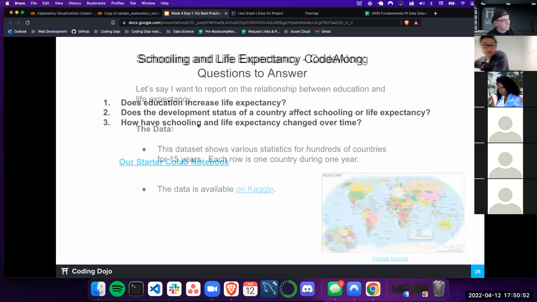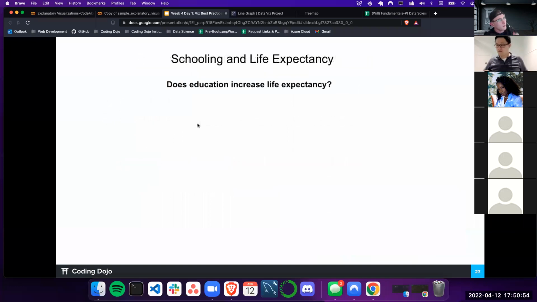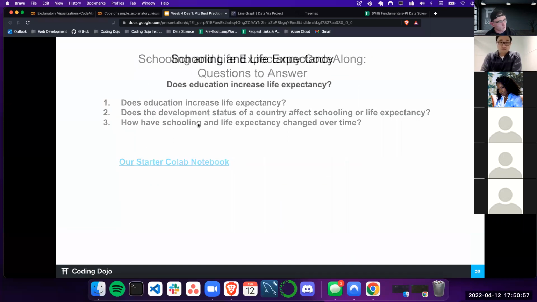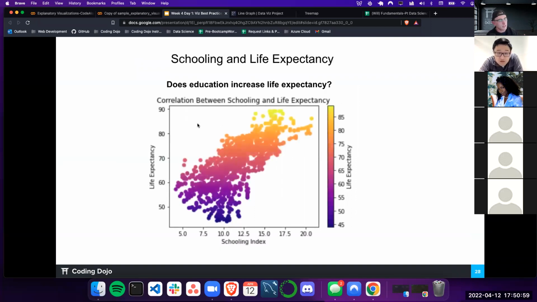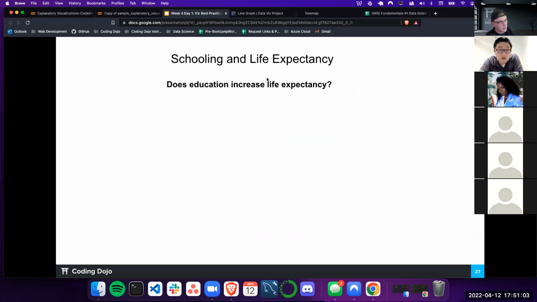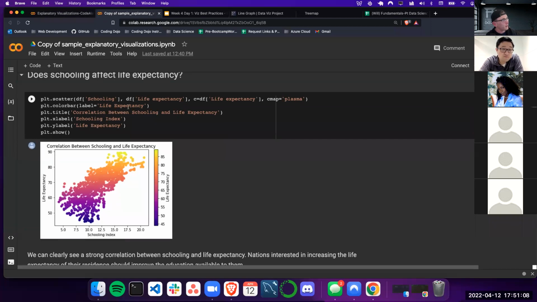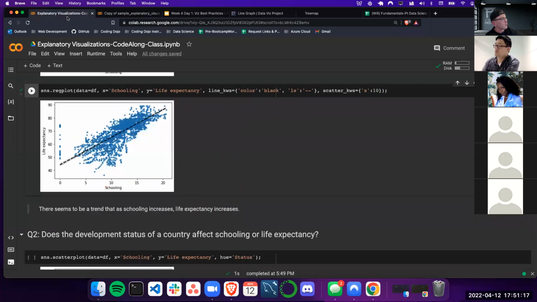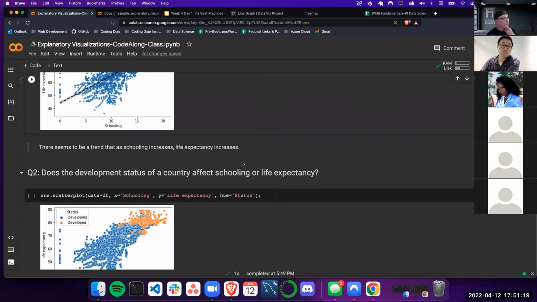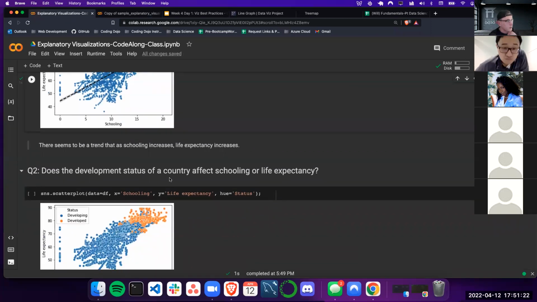I did also put on here 3 questions to answer if you did want to go through them. And then there are different charts as well. I'll share both with you. So there are a little bit more intense charts, if we wanted to do that. I'll share both with you. Like this one right here, which does the same thing. We just used a different library. Instead of using Seaborn, we did Matplotlib. Cool. So the next one is, does the development status of a country affect schooling or life expectancy?